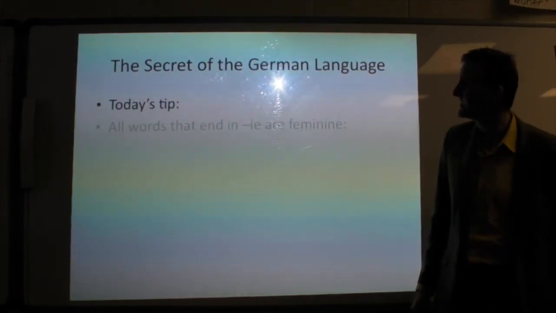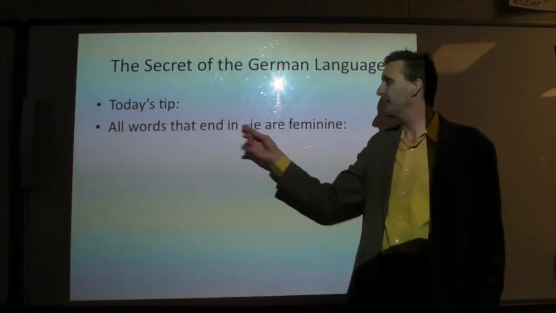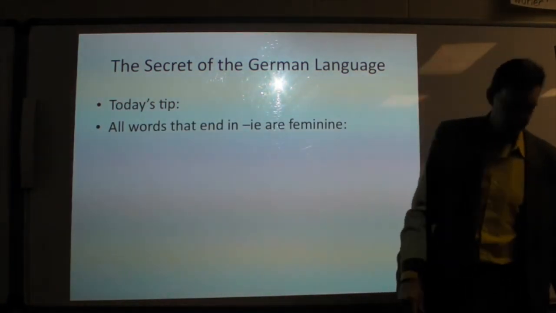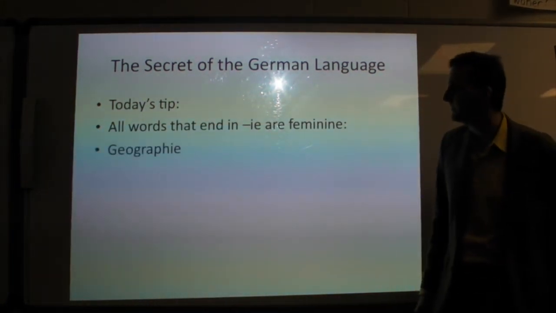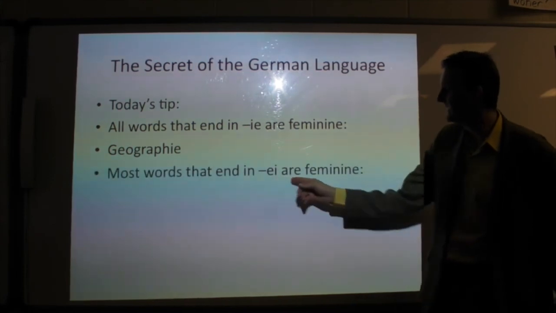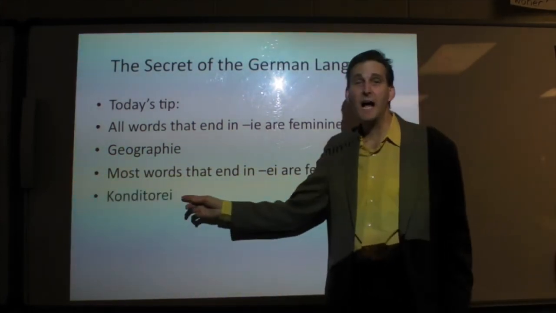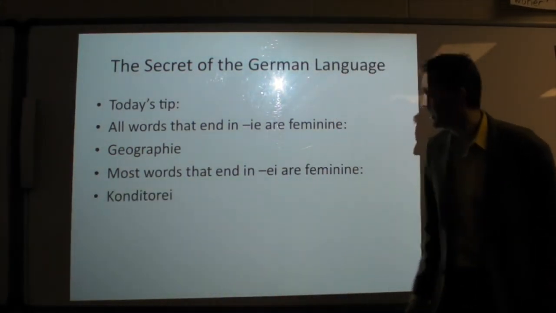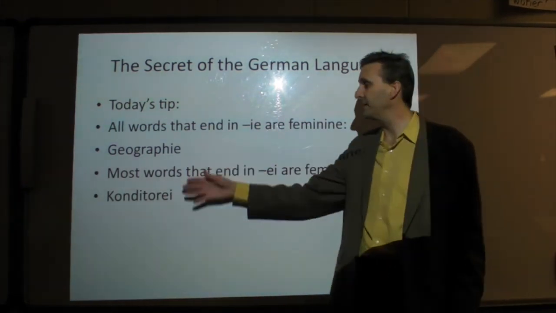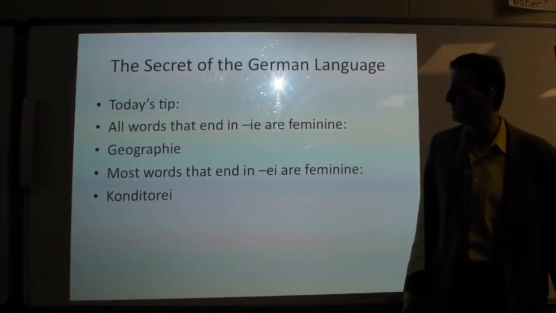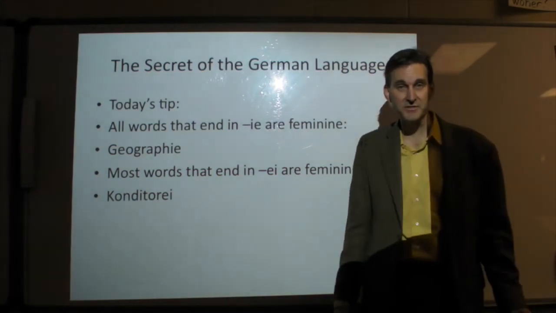Very good. Here's today's tip. All words that end in IE are feminine. Okay? Like Geografie. And most words that end in EI are feminine. Konditorei. Okay? So, IE is feminine, Konditorei is feminine. If you're taking down notes, you may want to write these two down. Might help you with that, okay?